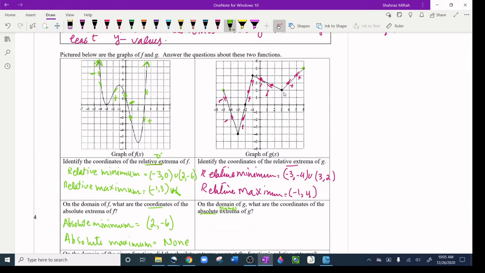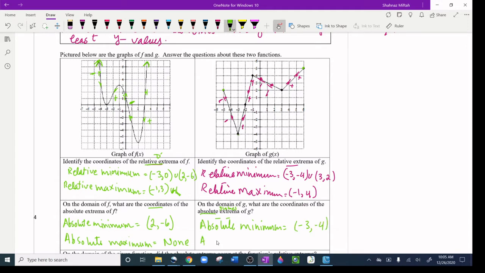But in this whole graph, where is the least or the minimum y value? If you look at this, that one is at the bottom, the y value is 2, but this one is really down at the bottom, which is -4. So that's my absolute minimum, -4, and I'm going to write it as an ordered pair. So the absolute minimum is (-3, -4).